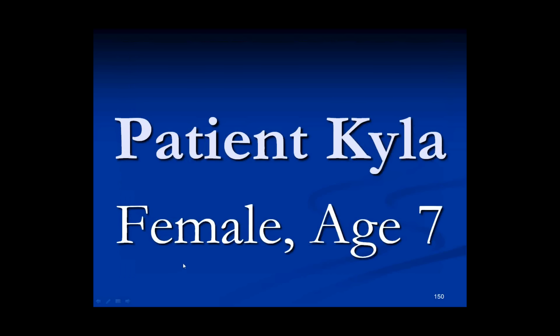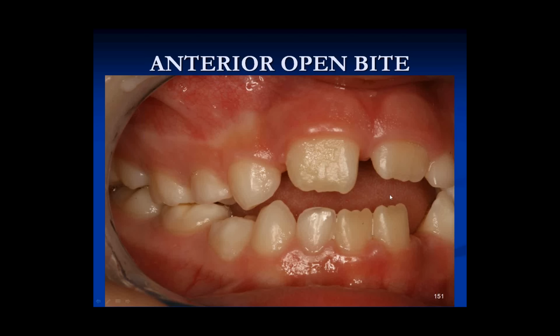Let's look at Kyla, 7 years old. Again, sorry, an anterior open bite. Anterior open bite. No room for lateral incisor. Look, there's no room for lateral here. And that's a deciduous lateral. Probably no room for a lateral in the lower also. Plus an anterior open bite.